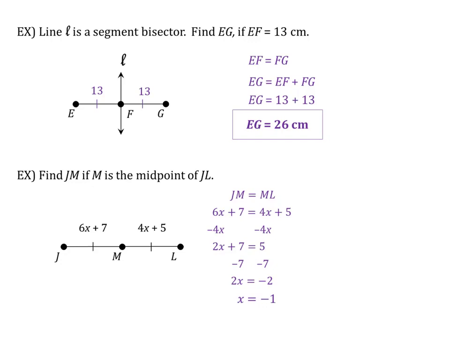Now, is this what they asked us for? And the answer is no. They asked us to find JM. So we need to plug back in. So JM is equal to 6 times negative 1 plus 7. So when I simplify it, that means that JM is equal to 1.